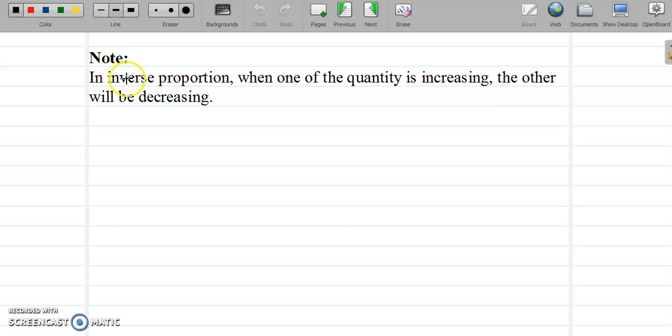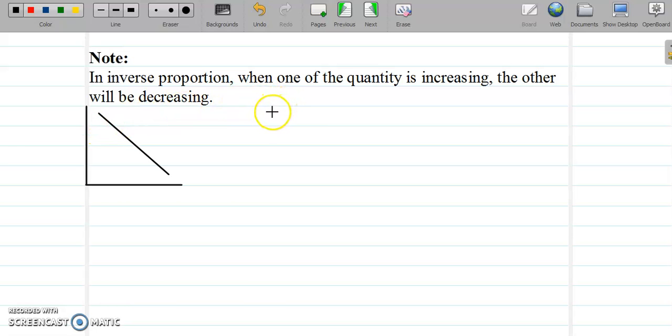In inverse proportion, when one quantity is increasing, the other will be decreasing. That is what we call inverse proportion. It's just the opposite of a direct proportion. And we have a graph of this form. When one quantity is increasing, the other will be what? Decreasing.